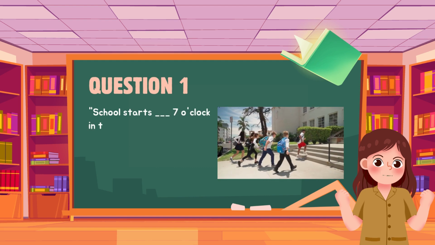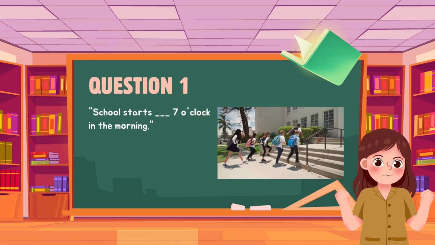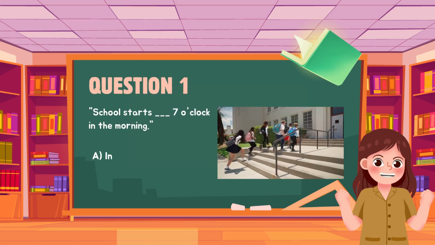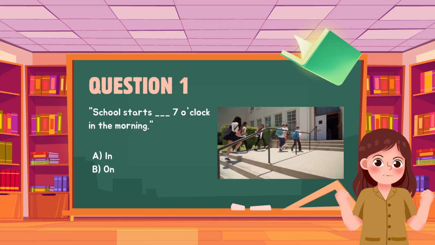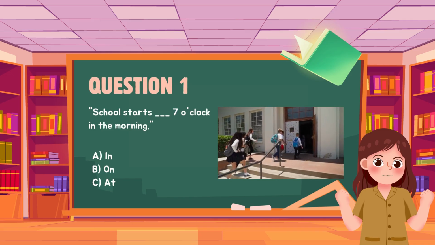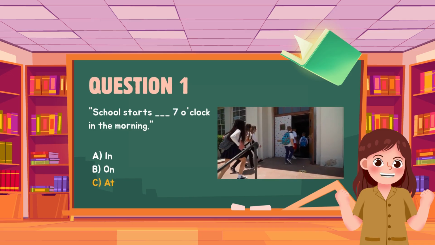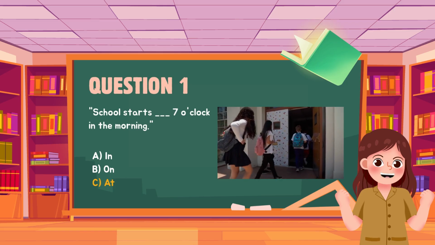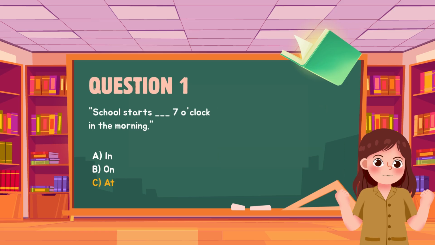Question number 1. School starts blank 7 o'clock in the morning. Is it A, in, B, on, or C, at? That's right. The answer is C, at. Because 7 o'clock is the exact time on the clock.